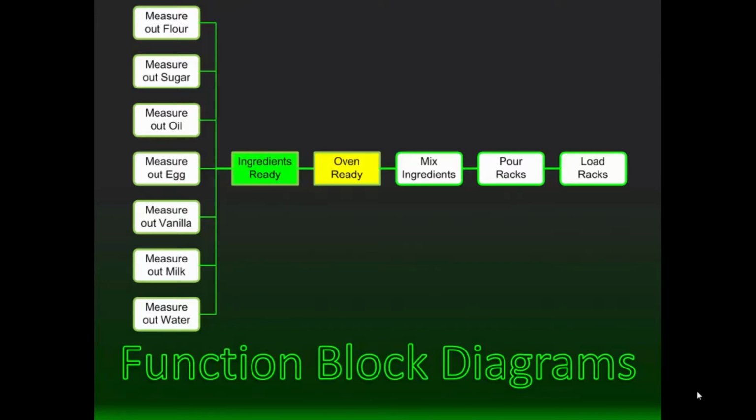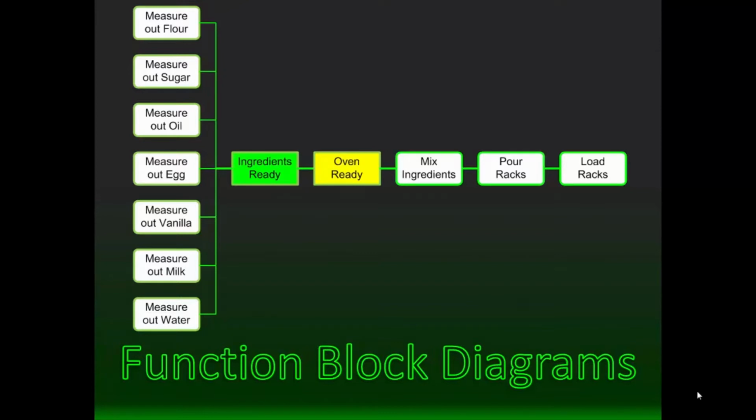If you were going to sit down and organize the process for baking something, and I'm not sure what we're baking here, looks like it could be a cake or plain cookies or something, I don't know. The first step is you have to measure out the ingredients. You would measure out the flour, the sugar, the oil, the egg, probably egg powder, or it could be fresh eggs. Measure out the vanilla, the milk, and the water.